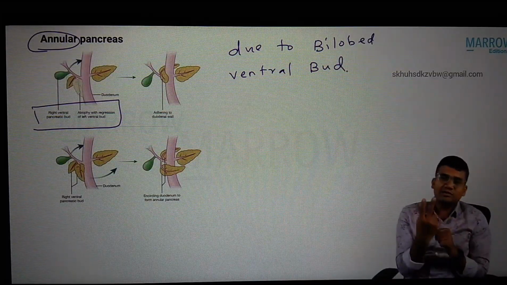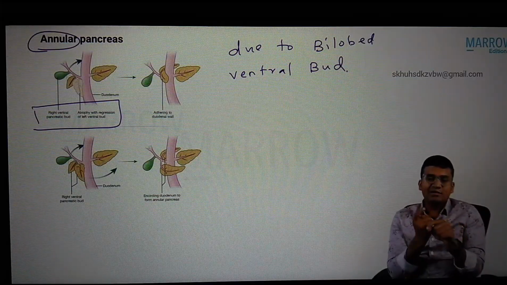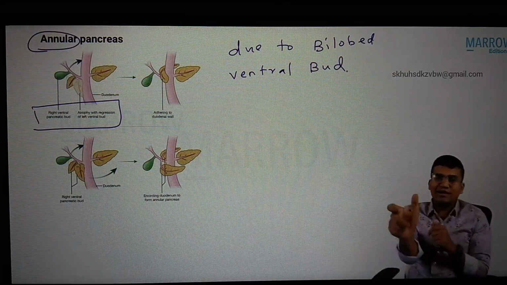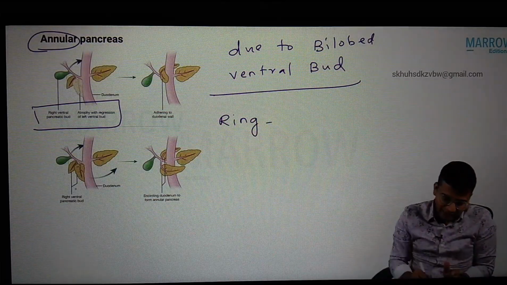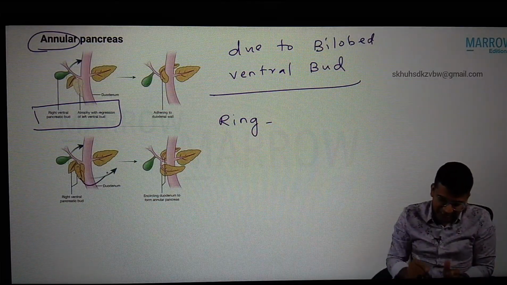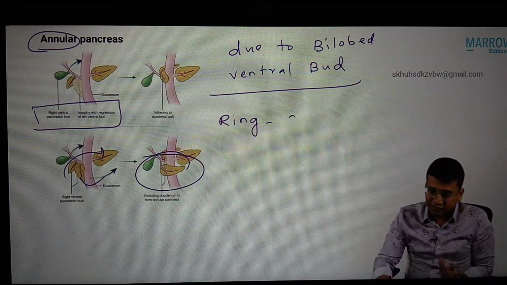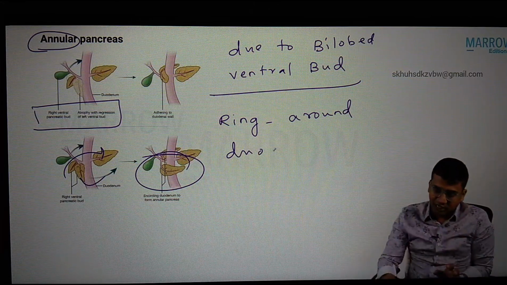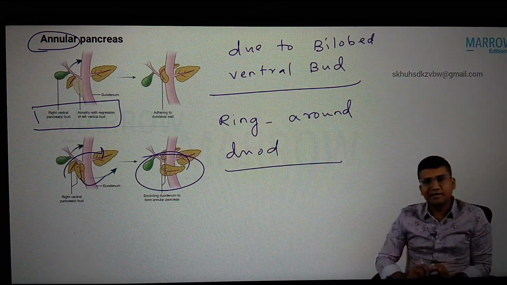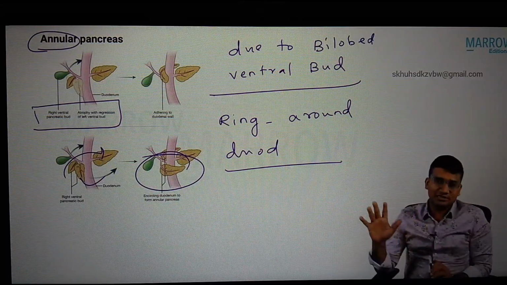So we have two lobes for the ventral bud. One bud rotated in the front side, another bud rotated in the back side, and they form one ring around the duodenum. One ring of pancreatic tissue is formed around the duodenum. That is called annular pancreas. So annular pancreas is due to bilobed ventral bud.